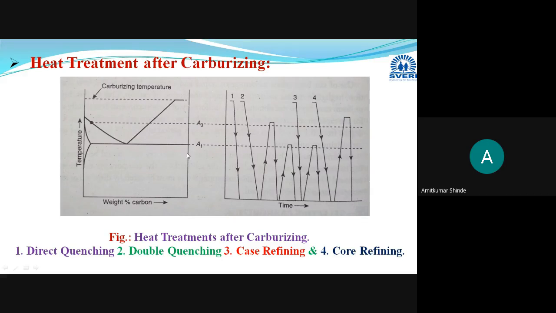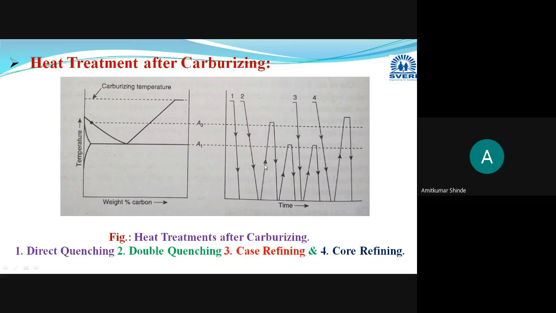Then the second hardening method is the double quenching. In the double quenching process, from the carburizing temperature, the component is directly cooled to room temperature in water or oil medium. Directly cooled, and again it is reheated above the A3 temperature, and again cooled to room temperature.